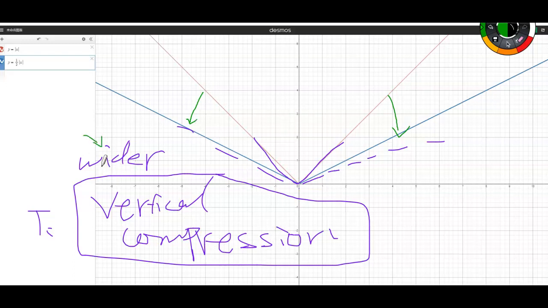So what kind of change in the equation will make the vertical compression happen? If you multiply a number smaller than 1 to your parent equation, the corresponding transformation is vertical compression.